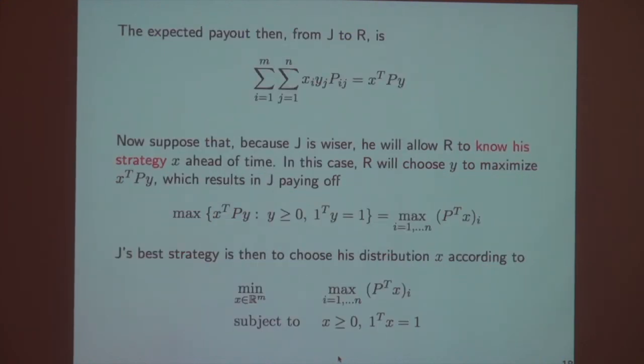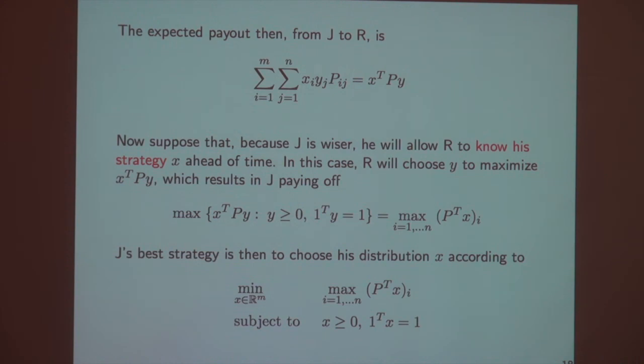So first of all, let's compute the expected payout if J was using strategy x and R was using strategy y, and the payout matrix was P. Then it would just be the sum over all i and j of x_i y_j times p_ij, or written more concisely, it's x transpose P y. That's the expected payout from J to R.